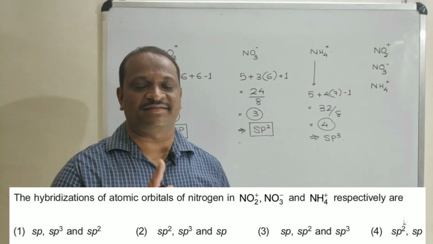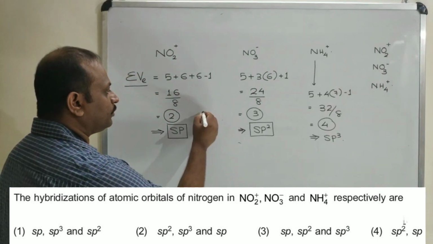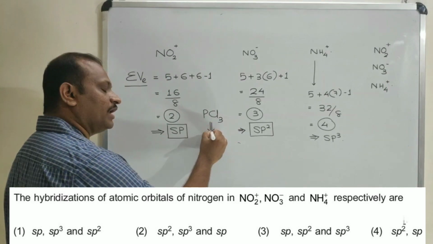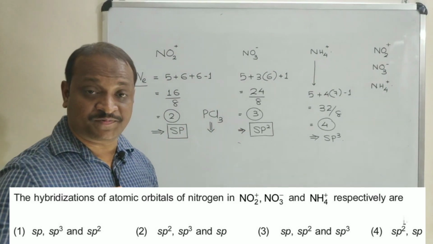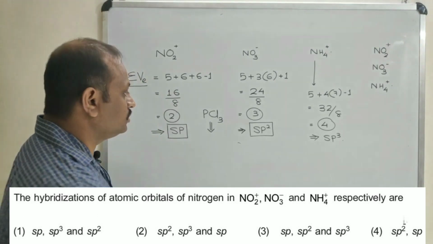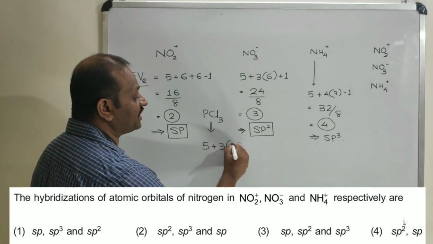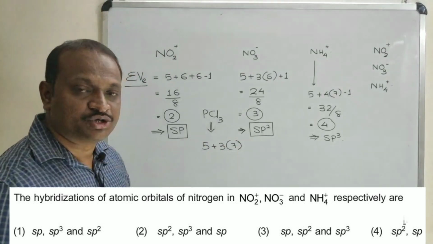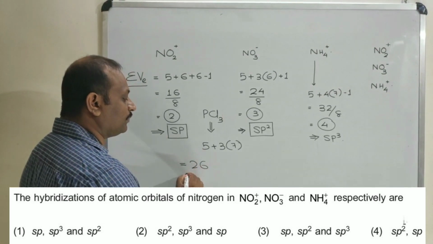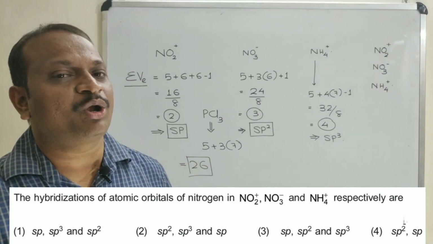See, I am considering one example. It's PCl3. So we have the compound PCl3 here. Let's find out the number of valence electrons. Phosphorus has 5 electrons. Chlorine has 7 electrons. So we get 5 plus 3 into 7. See what you get? 21 plus 5, 26. So right now you got the number 26, and you know that it's not a multiple of 8.